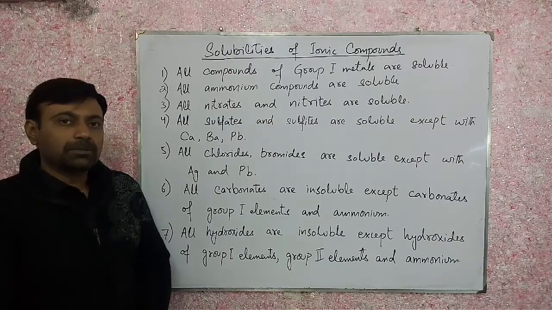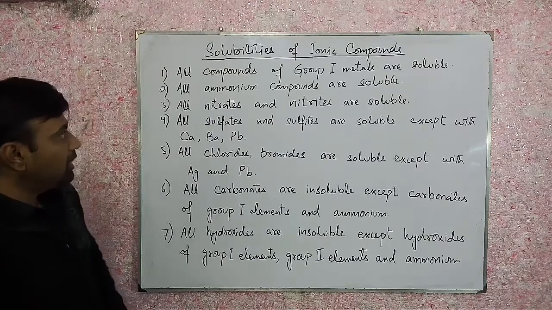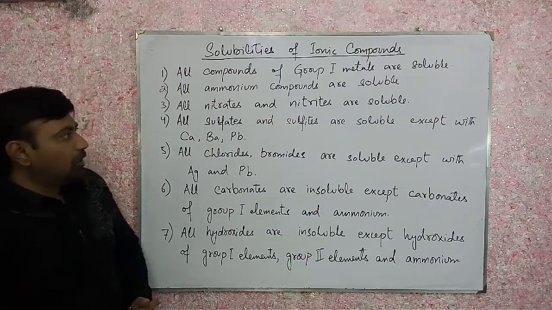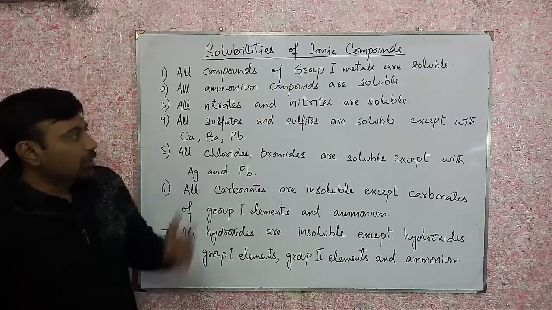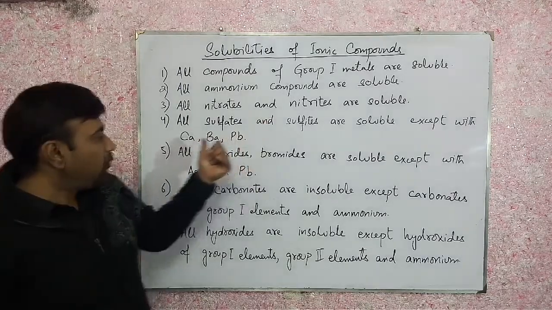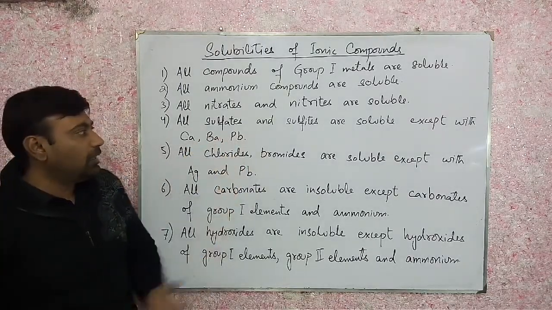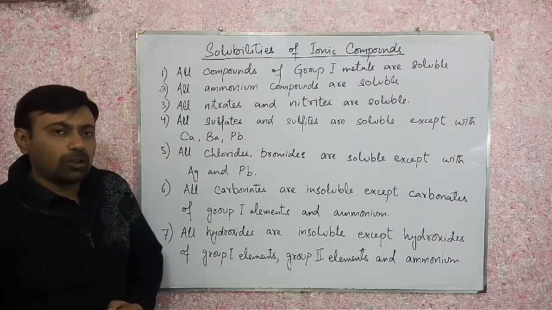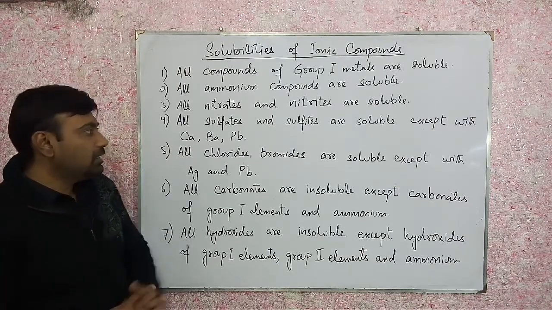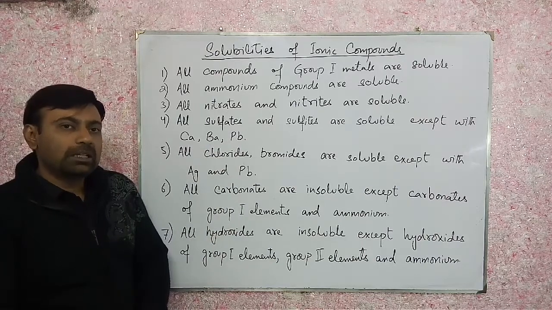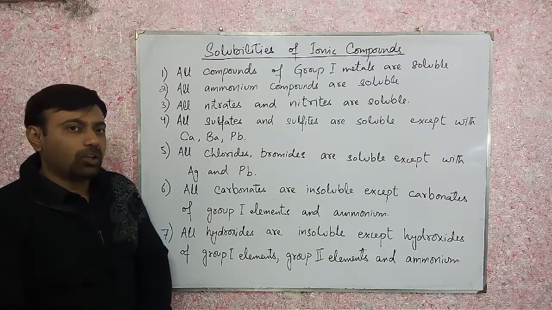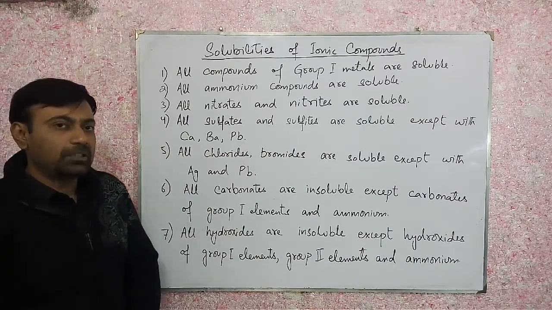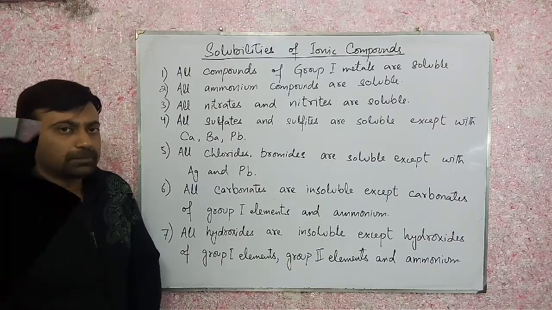And as you can see, all compounds of group 1 metals are soluble, all ammonium compounds are soluble, all nitrates and nitrites are soluble, all sulfates and sulfides are soluble except with calcium, barium and lead. This means that only calcium sulfate, barium sulfate and lead sulfates, these are insoluble. Similarly, the sulfides of these 3 metals are insoluble, all other sulfates and sulfides are soluble. So you can go through this list, and you in fact need to learn this list, the solubilities of ionic compounds. This is a very useful thing.